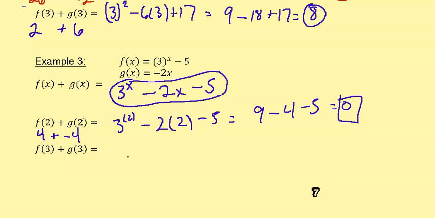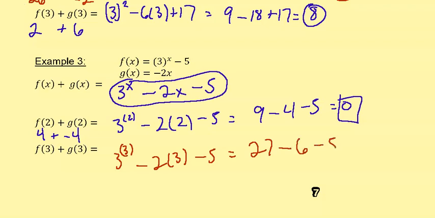And then f of 3 plus g of 3. 3 to the third power minus 2 times 3 minus 5. It'll be 27 minus 6 minus 5. And that would give you 16. Find these separately. You get 27 minus 5 is 22, and then 3 times negative 2 would be minus 6. And that also gives you 16.